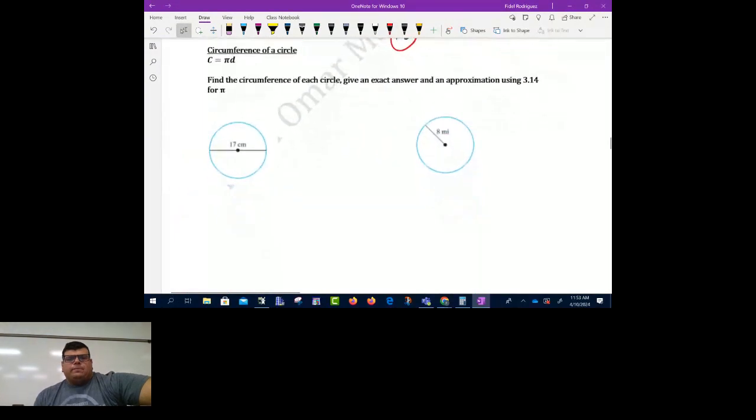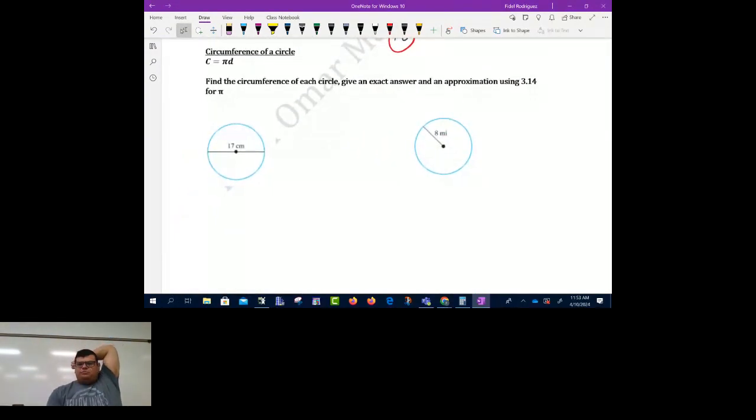Okay, so y'all, for these next two problems, we're looking for the circumference of the circle. We want to find something we call an exact answer, and then something called an approximation using 3.14 for pi. First, we have the formula: C equals pi times d. Y'all, d is the diameter. The diameter is the distance that goes all the way through.